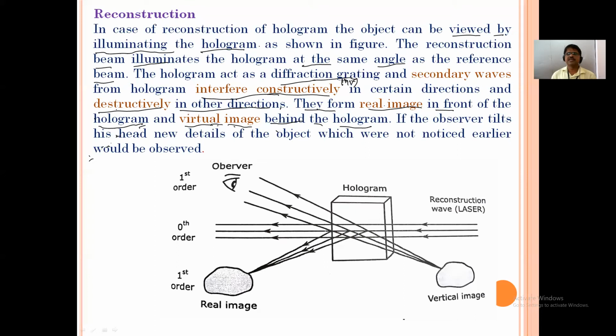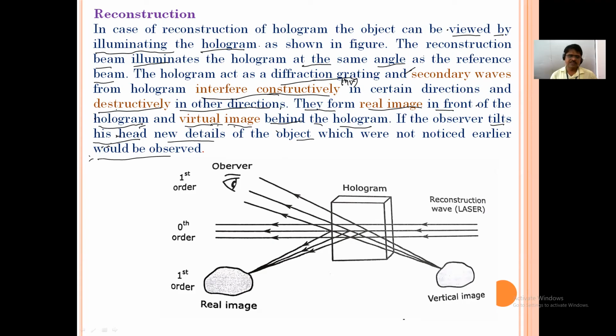If the observer tilts his head, new details of the object which were not noticed earlier would be observed. Once again, the observer tilts his head, new details of the object which were not noticed earlier would be observed.